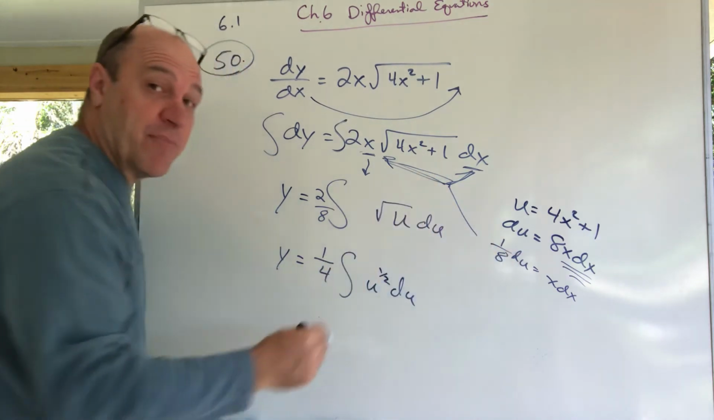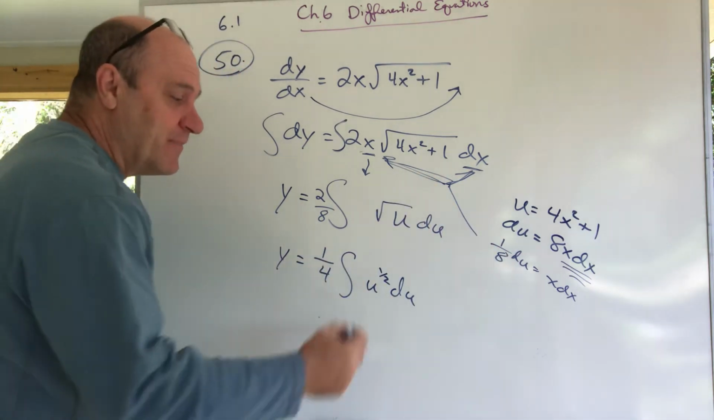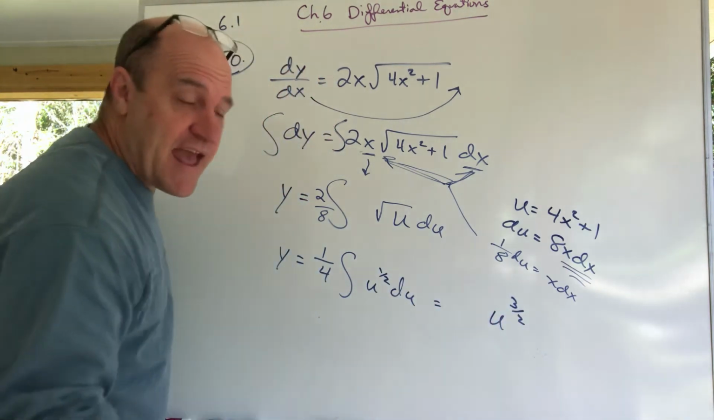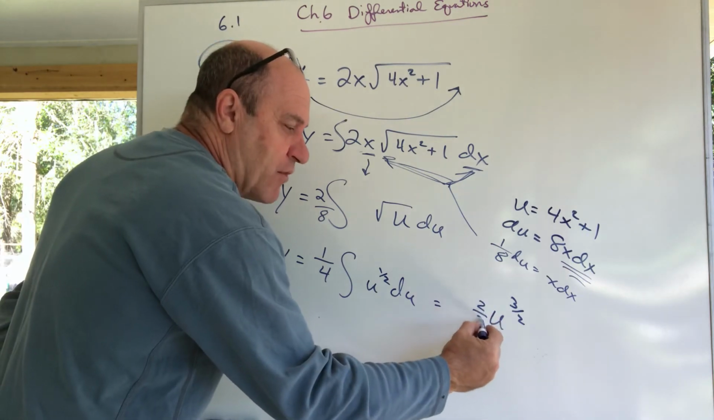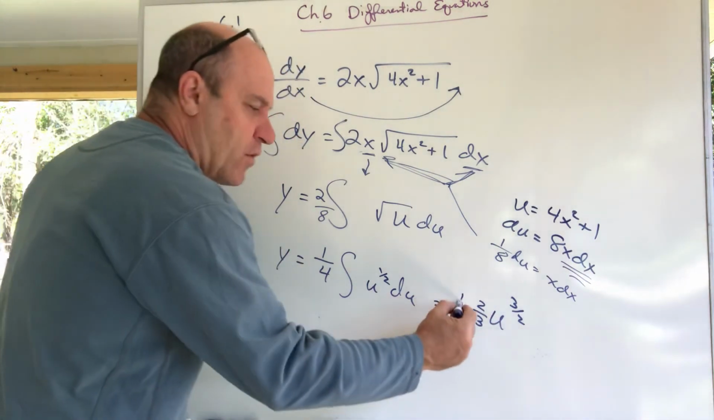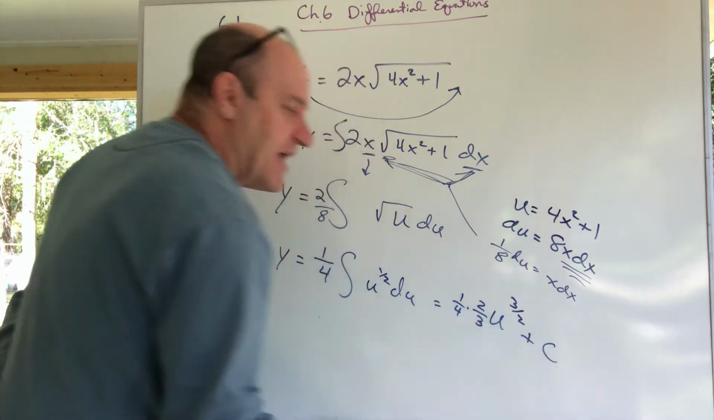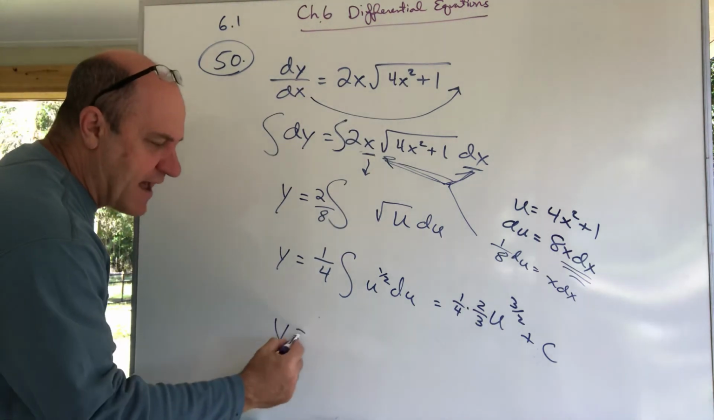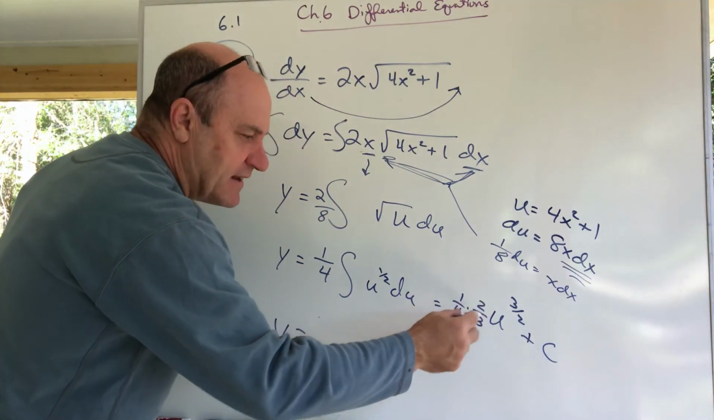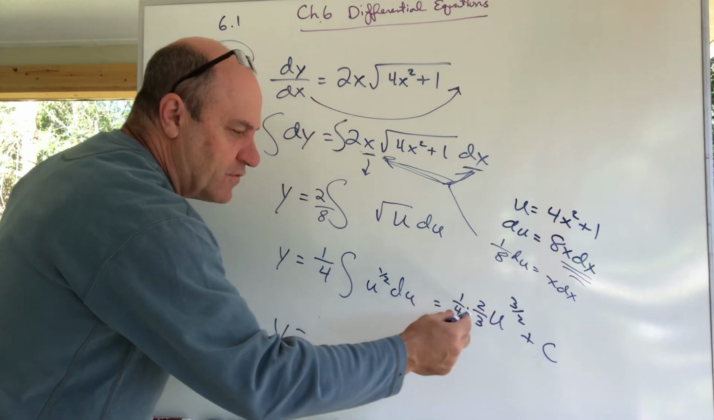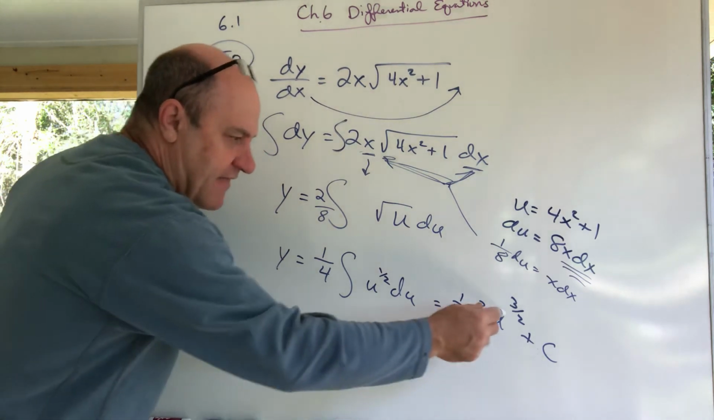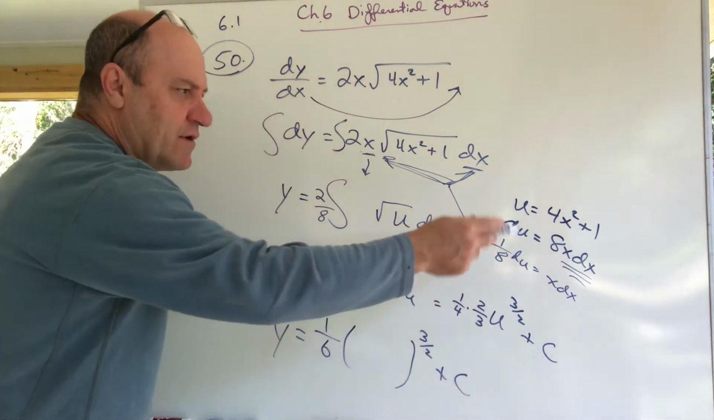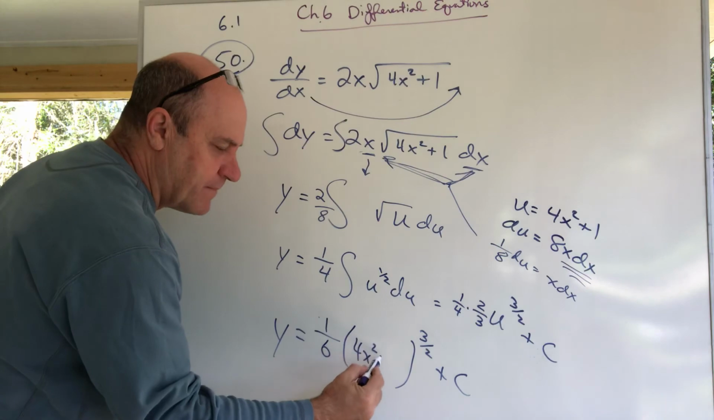I've done all that work, but I have not integrated. Now I integrate. Add 1 to the power, u to the 3/2. Divide by 3/2, but instead of dividing by 3/2, I multiply by 2/3. There's a 1/4 out front. We put a plus c, and we're finished, except we're in u's, and we need to get back to x's. So the answer, y, is, by the way, I can clean that up a little bit. What is that, 2/12 or 1/6? And that is my u to the 3/2. What is my u? Oh, there it is, 4x squared plus 1.